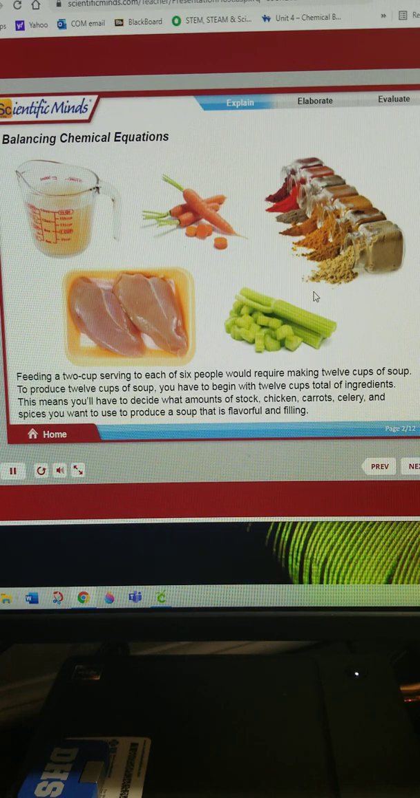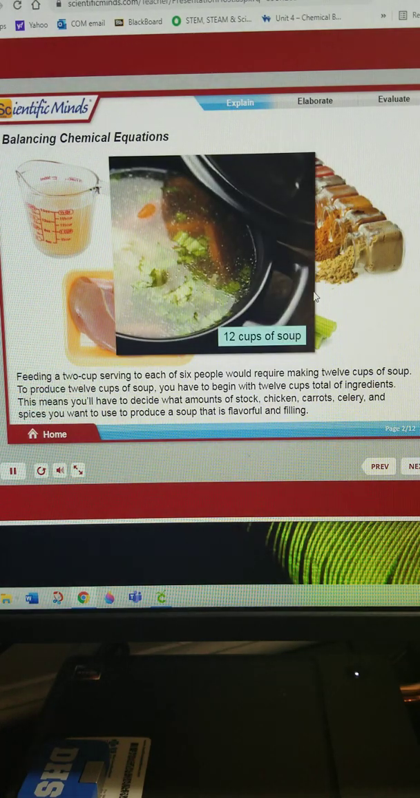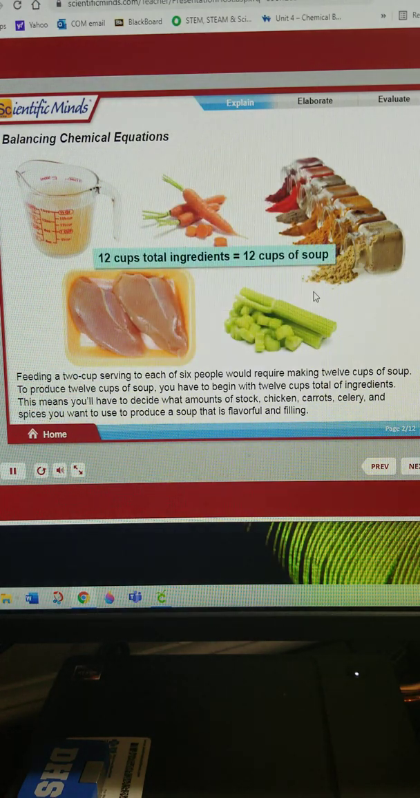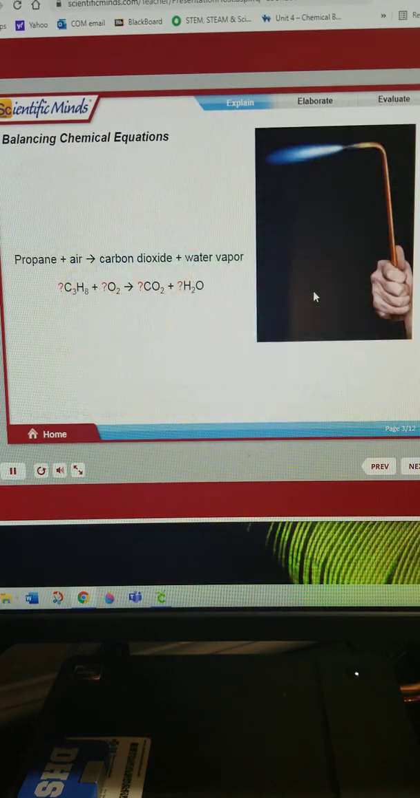Feeding a 2-cup serving to each of 6 people would require making 12 cups of soup. To produce 12 cups of soup, you have to begin with 12 cups total of ingredients. This means you'll have to decide what amounts of stock, chicken, carrots, celery, and spices you want to use to produce a soup that is flavorful and filling.